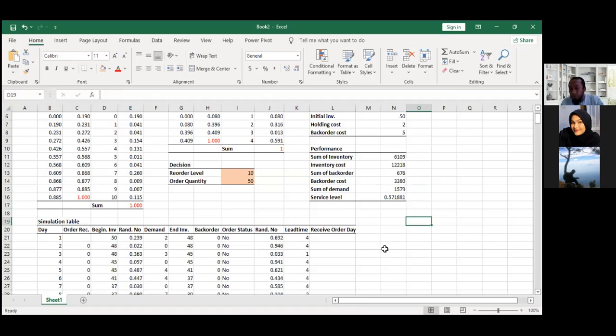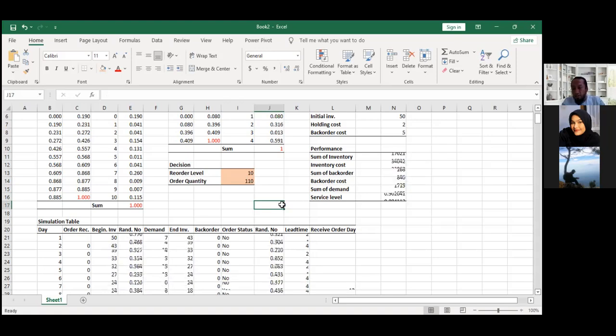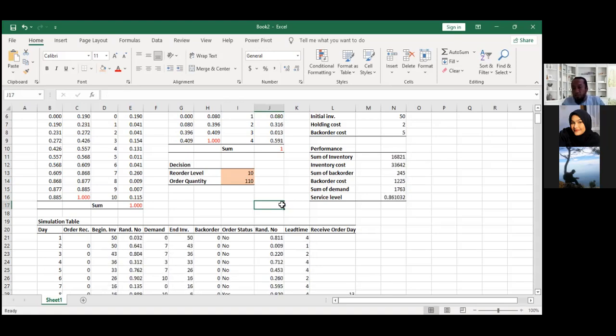If you want to increase, we can modify the order quantity. Let's say become 80. Then we can simulate again. Now the service level is increased, around 75 to 89. Then we can increase again, let's say become 110, for example. Then we simulate again. Now around 88 to 90. It's better.